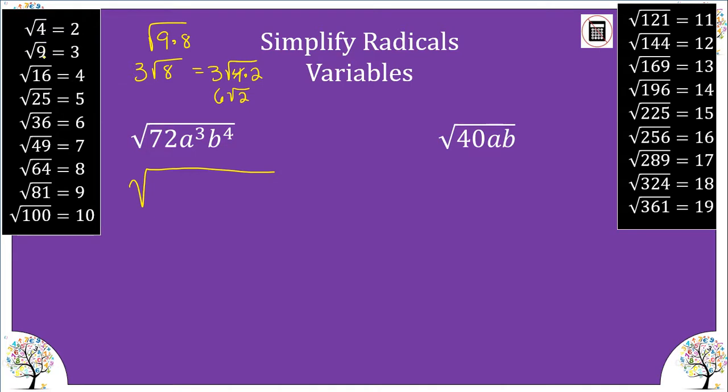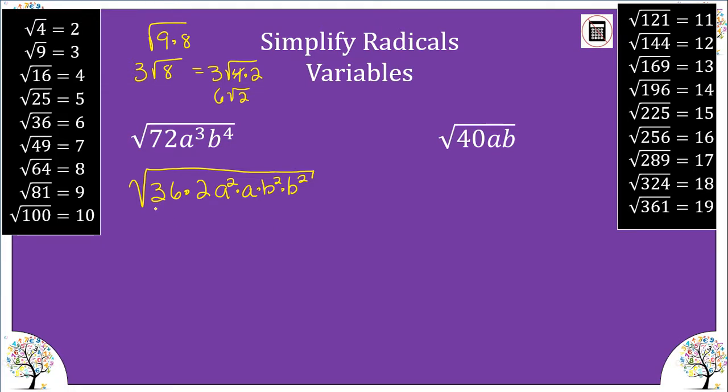So let's keep going. I would just say that 36 does work since I've been doing this a while. So we're going to say 36 times 2, and then we have a squared times a times b squared times b squared. And let's extend that radical.